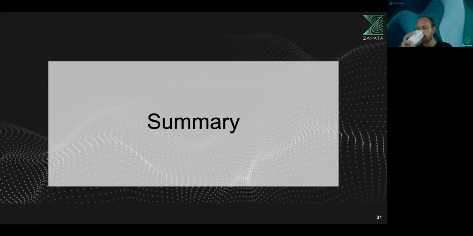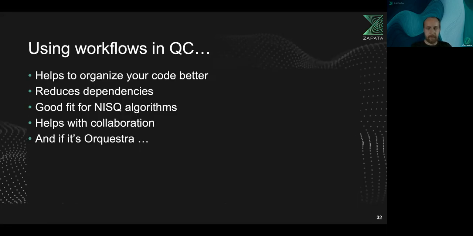Okay, so that's it. Now I would like to summarize what I said. Going back to the title of the talk, because I know I touched a lot of different things, the first part is using workflows in quantum computing. It helps you organize your code better. It reduces a lot of dependencies. It is really, I think, a good fit for NISQ algorithms, for variational quantum algorithms, because they are, in many cases, naturally easily expressed as workflows.